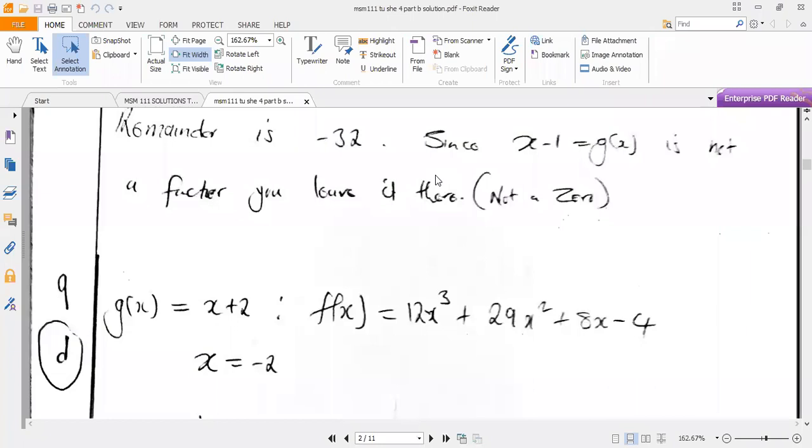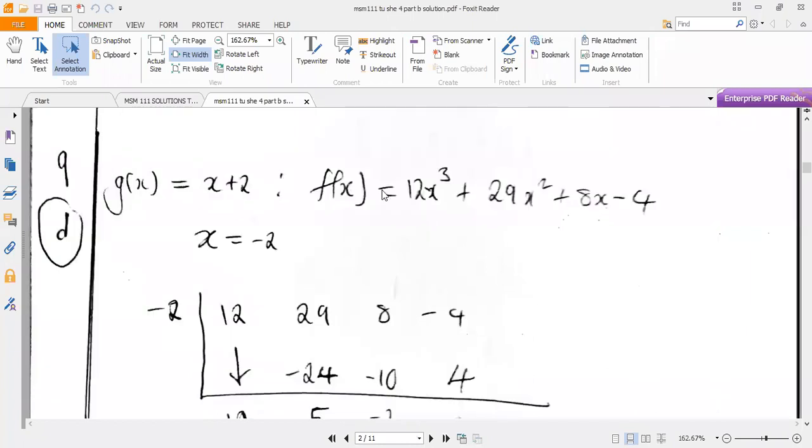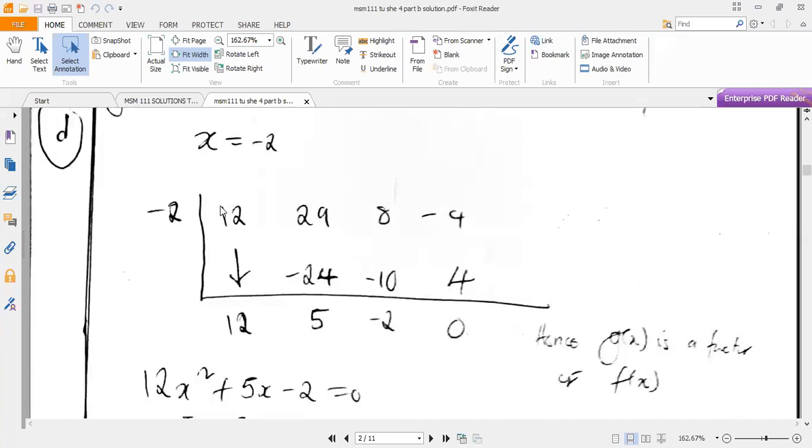Question 9D. When you notice that g of x is equal to x plus 2, isn't it? And then f of x, our function, is this guy here. So now, if this guy is our function, you know what to do. We equate this guy here to 0. x is equal to what? Negative 2. So now we put our negative 2 there. So it's 12, 29 there, 8, and negative 4 there. So the 12 will come down. The 12 will drop, isn't it?